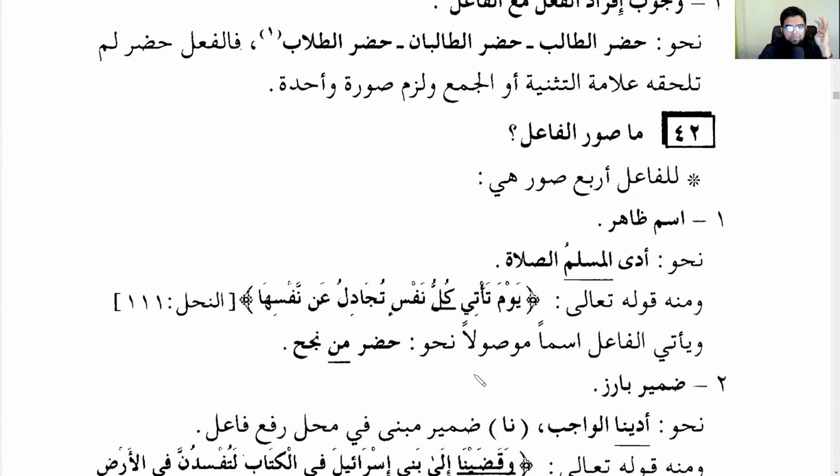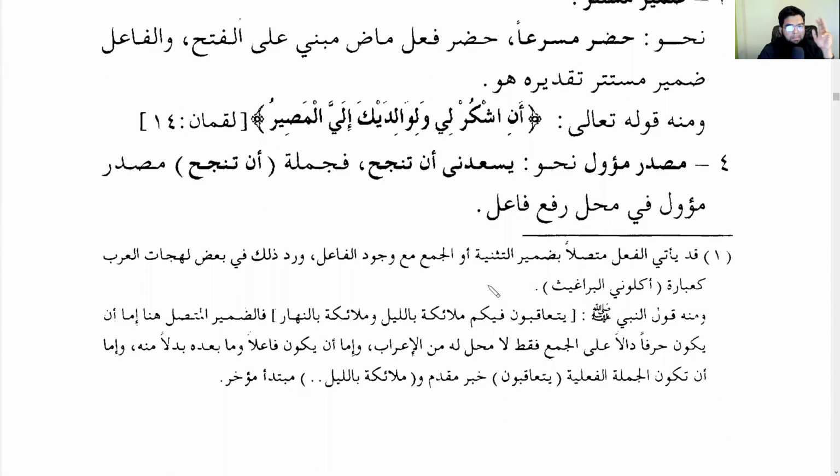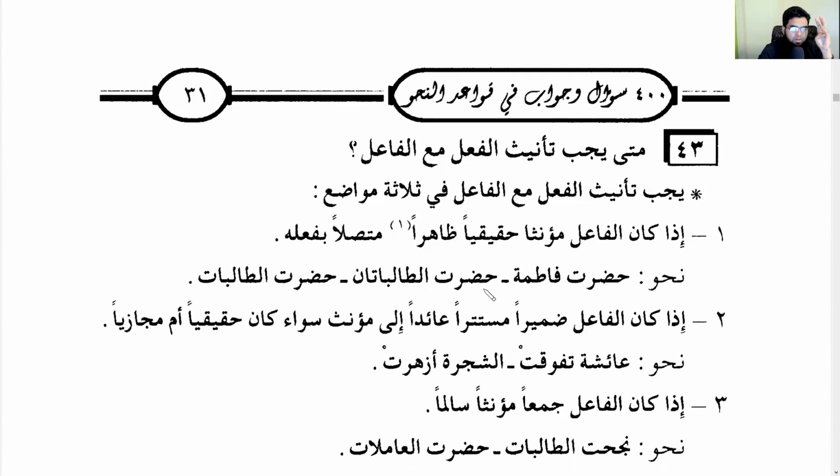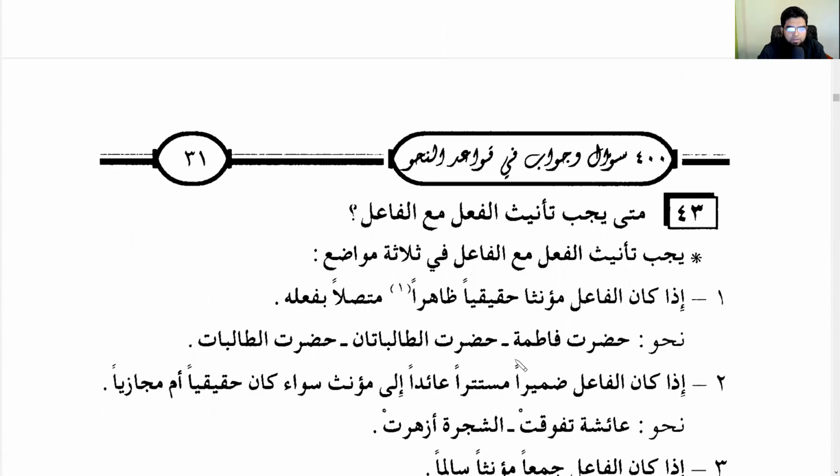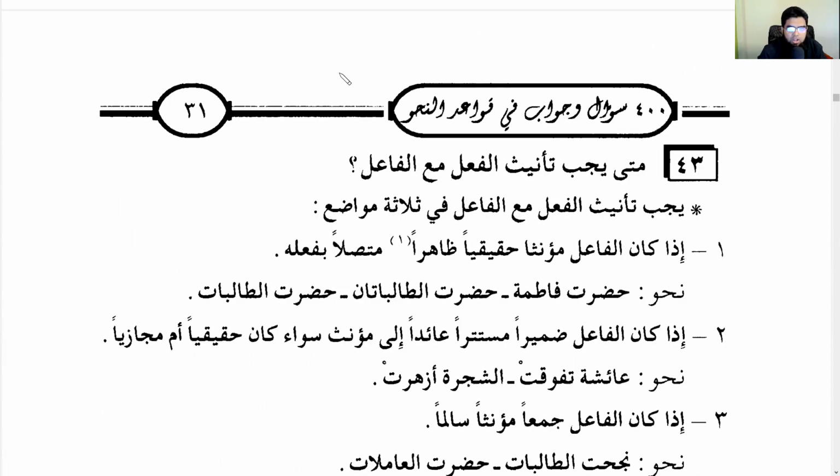So four forms for fa'il. Ma suwarul fa'il? First is ismun zahir, damirun baris, damirun mustatir, masdar muawwal. Four forms of the fa'il. Next, he talks about when should the fa'il, and there's some discussion of this, four questions, two more pages of discussions, like when should we be tani, feminine, and all that.